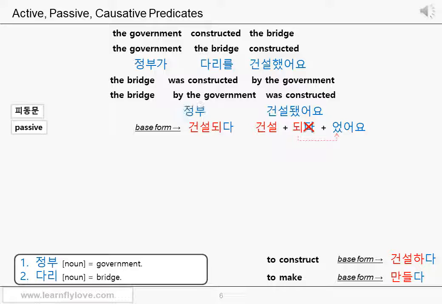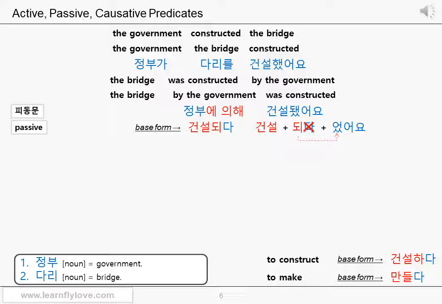By whom? By the government. Government is 정부 in Korean. We are not going to use 에게. We're gonna use 에 의해. By the government. Yes, it's partly because 정부 is neither a person nor an animal. But it's mainly because the quality that this particle 에게 has does not go with the verb 건설되다.